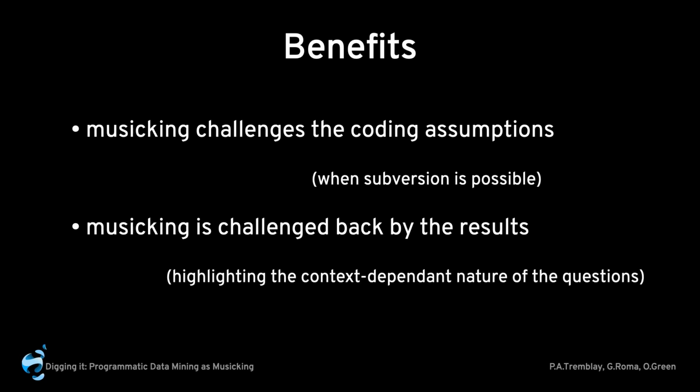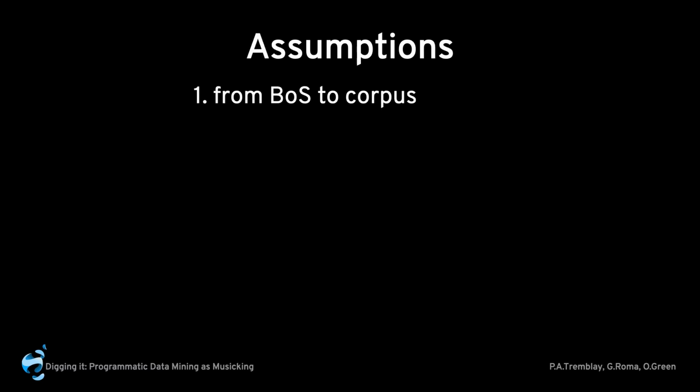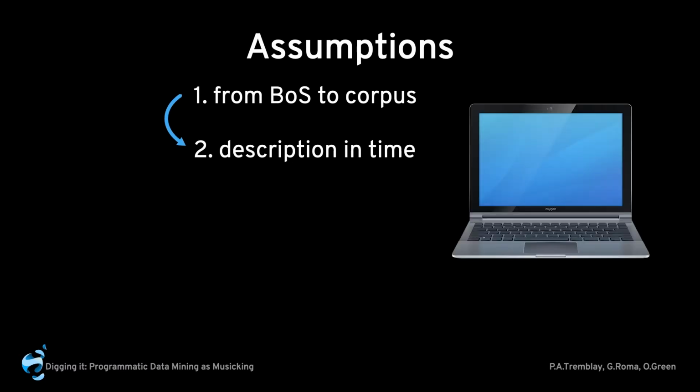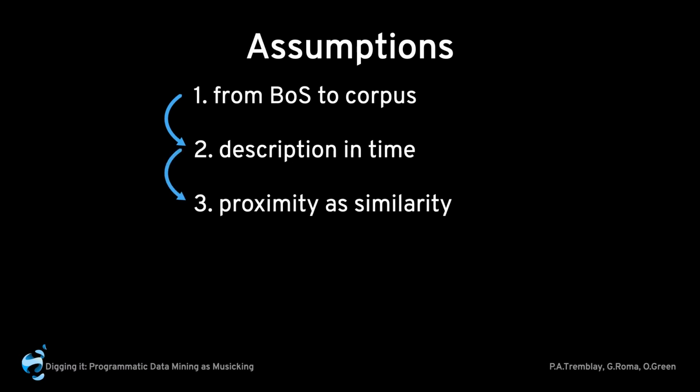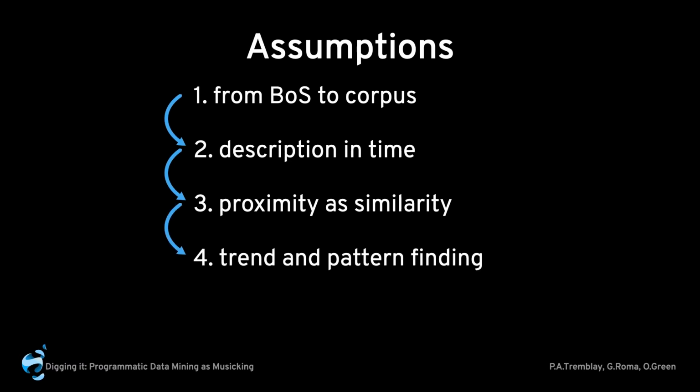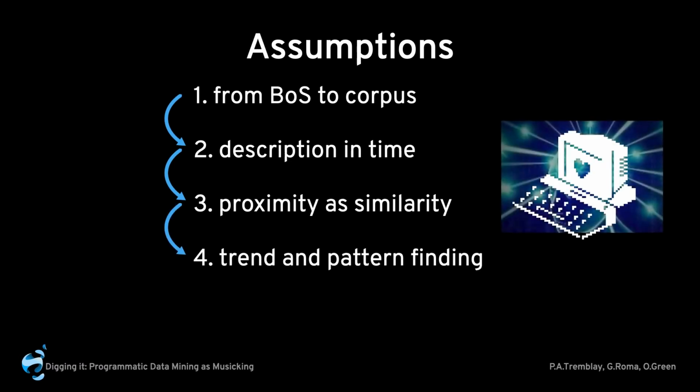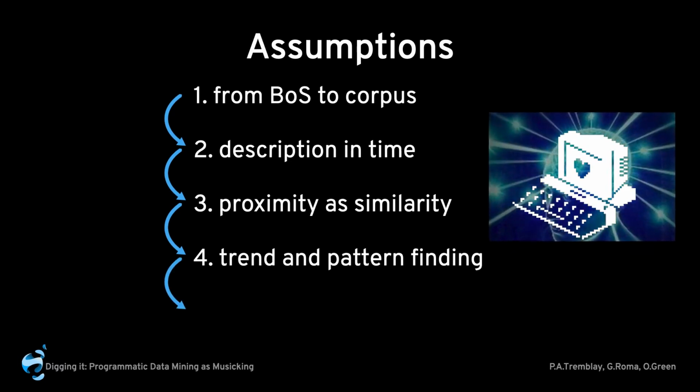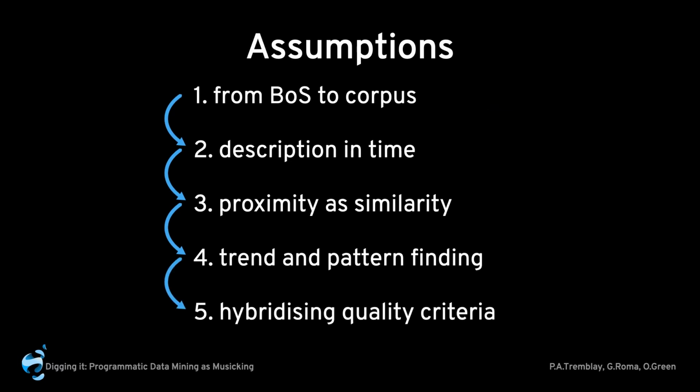For instance, how one goes from a bunch of samples to a corpus, how one describes the sounds in time or the famous machine listening conundrum, how one uses proximity as similarity. Does this make sense? How does the computer find strands and patterns in the data as described? And how hybridizing is made convincing, or what other quality criteria is used. And changing one aspect of each of them influences all the others and the musical thinking behind.